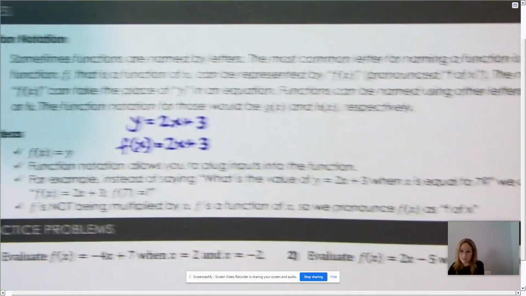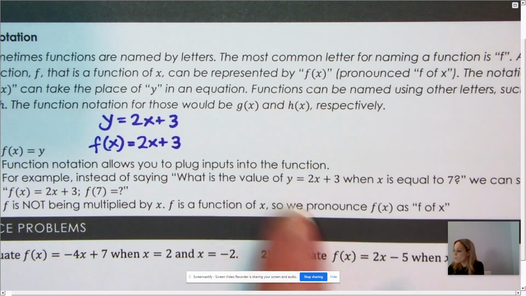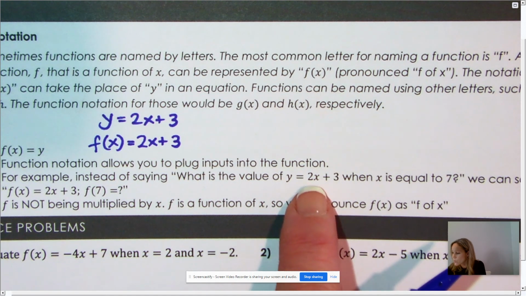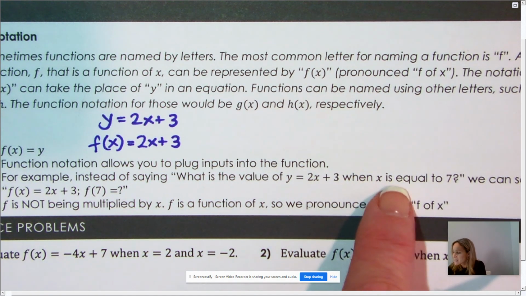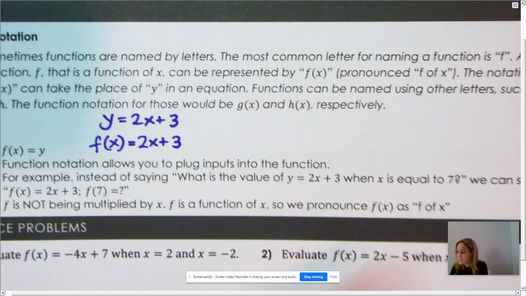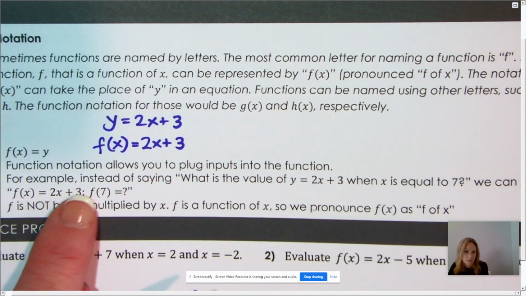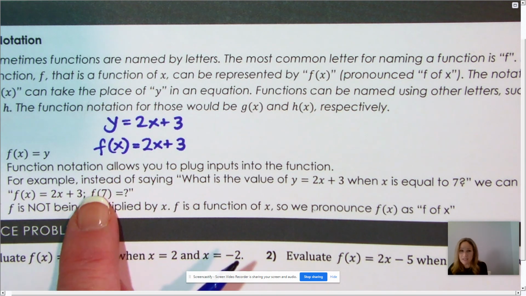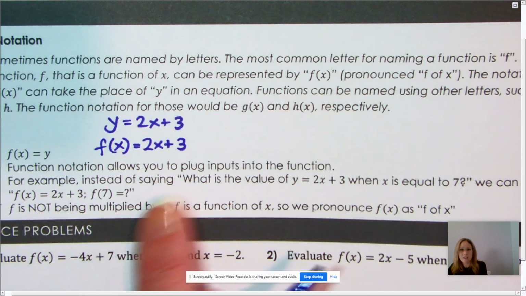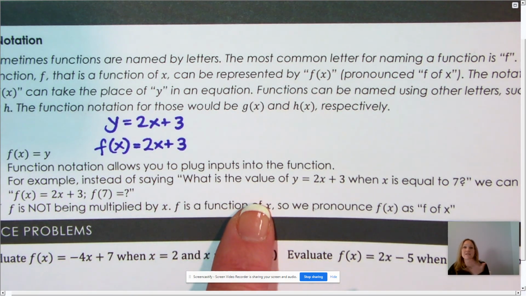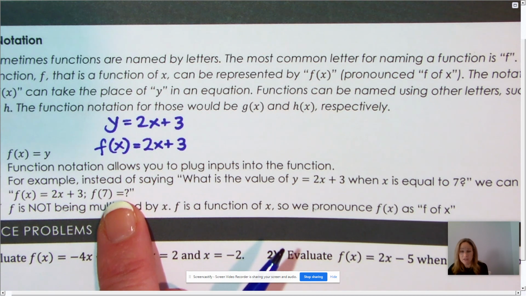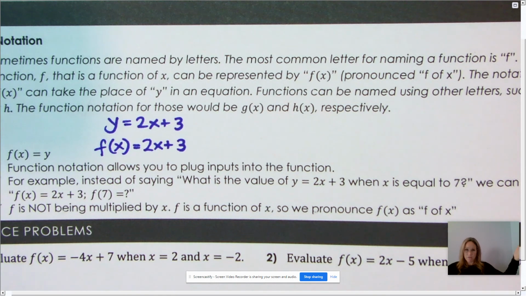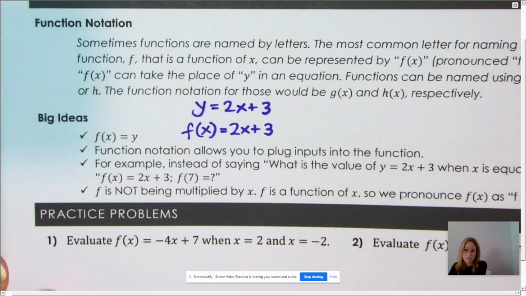For example, I'll read that again. If I were writing this whole sentence, what is the value of y equals 2x plus 3 when x is equal to 7? We could simply say, well, if our function is defined as 2x plus 3, then what's f of 7? Okay, it's not being multiplied. We cannot divide by 7 on both sides. It's just telling us that it's a function of x and what is the value of the function for that particular input. Okay, so let's do some problems. I know it seems kind of confusing right now. Once we do some problems, hopefully it'll make a little bit more sense.